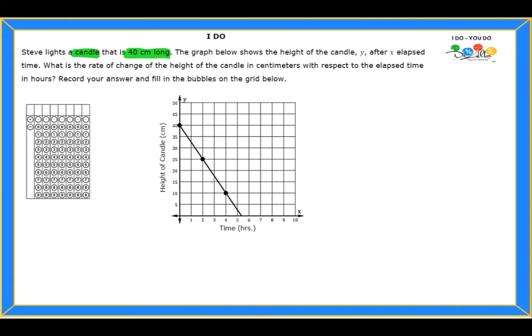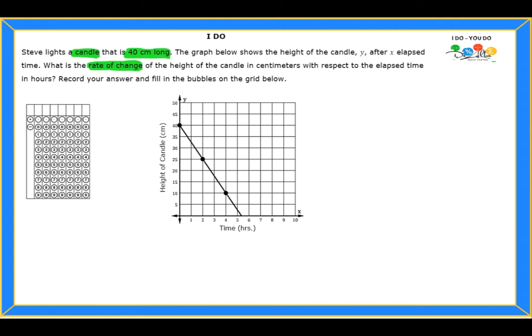Very good. So the question is, what is the rate of change of the height of the candle with respect to the time? Imagine you light up the candle. You come back a couple of minutes, couple of hours later. Do you think it's going to be exactly the same height as at the beginning? Of course not, right? Because once you light it up, it's going to start decreasing in height. So if you look at the graph that is given to you, maybe that can help you understand the problem a little bit more, right?